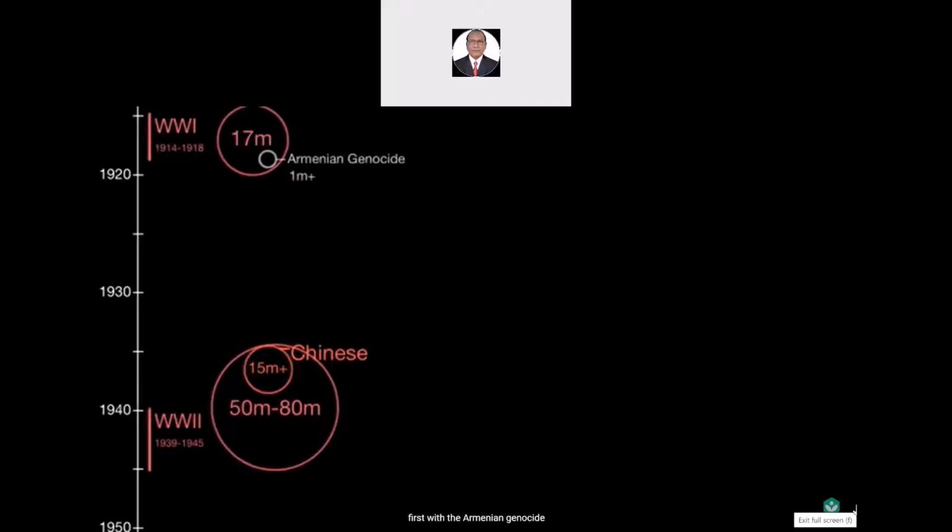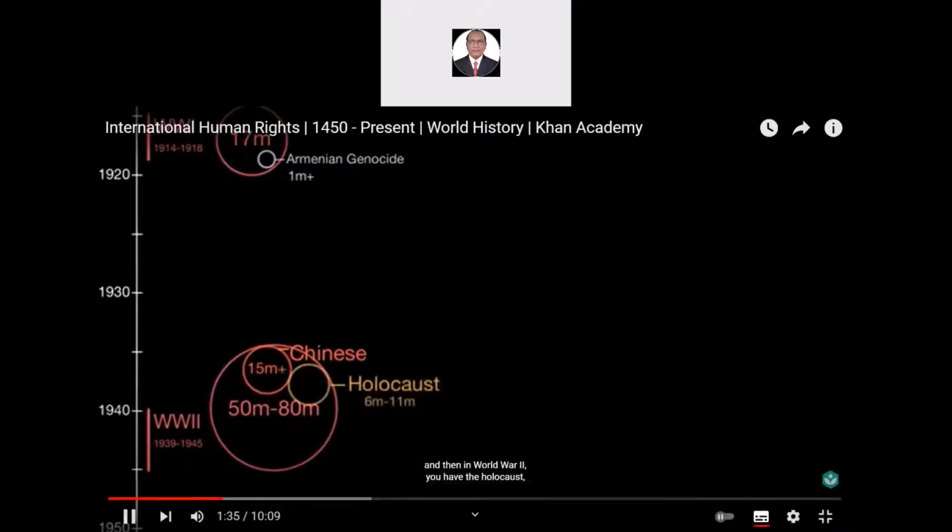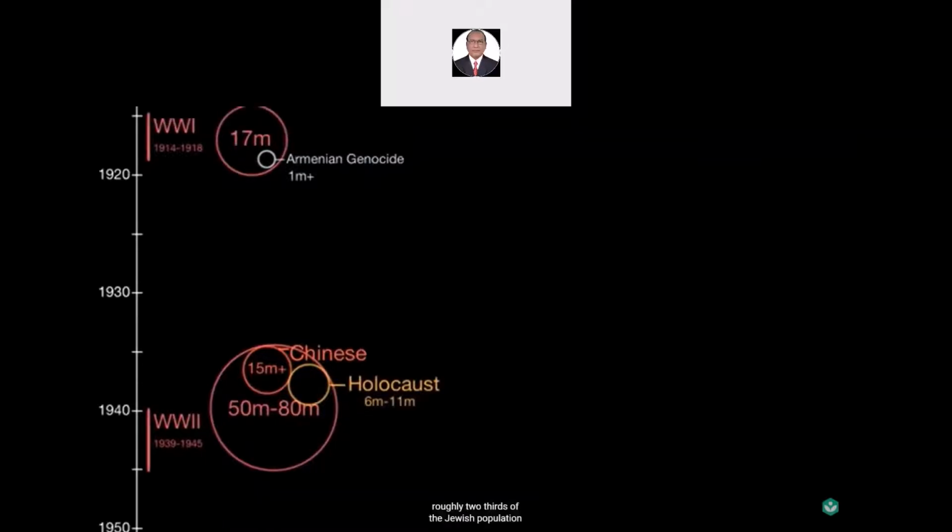First with the Armenian Genocide in the declining Ottoman Empire, where over 1 million people are believed to have been killed. And then in World War II, you have the Holocaust, where 6 to 11 million people were killed, roughly 2/3 of the Jewish population in Europe, and many others.